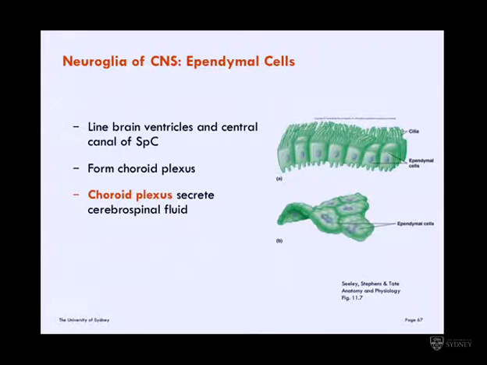Okay? So these ependymal cells form what is known as the choroid plexus. They line the ventricles, and from this choroid plexus they secrete cerebrospinal fluid. Cerebrospinal fluid is very important. It provides protection. It's like a shock absorber, for example. We'll talk about this shortly. And it also carries nutrients.